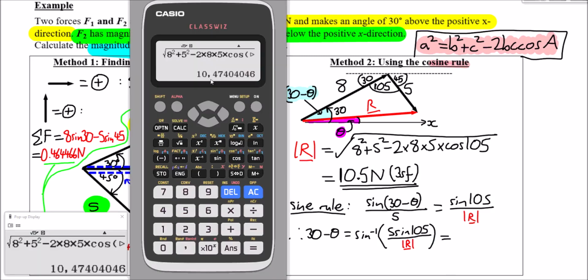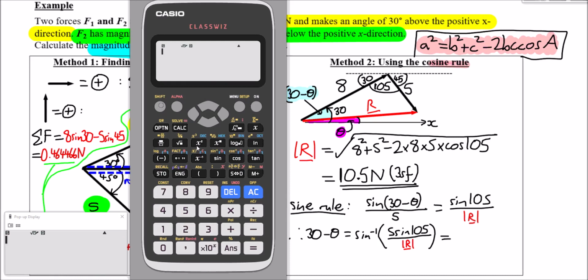So this is R stored in the calculator, so I'm going to use this exact value. So if I press A and S, look, it's stored nicely for us. So shift sine minus 1, 5 sine 105, close brackets important, divided by that answer, which is the magnitude of R, close the big brackets, we get 27.458.